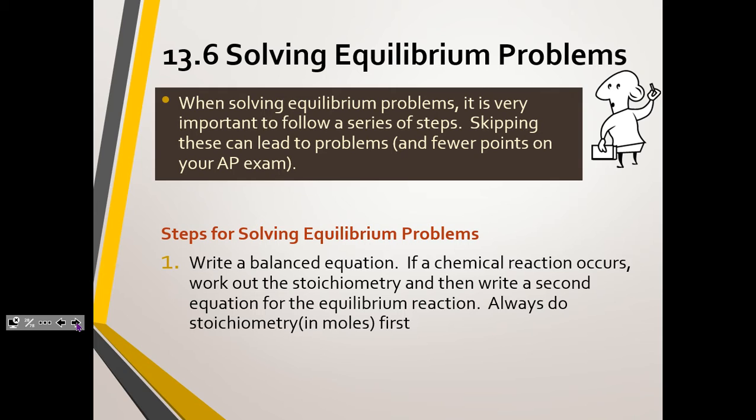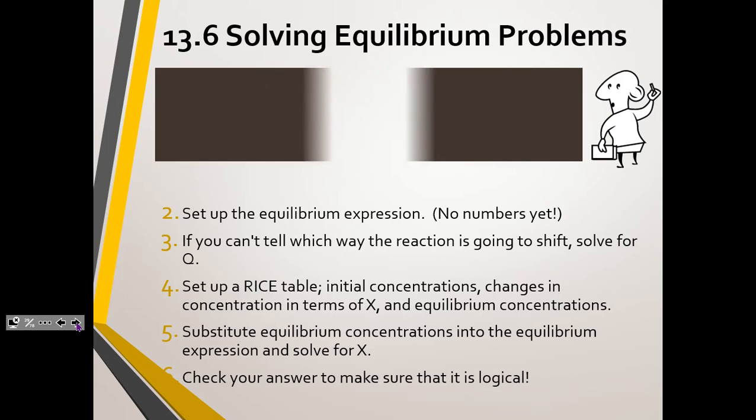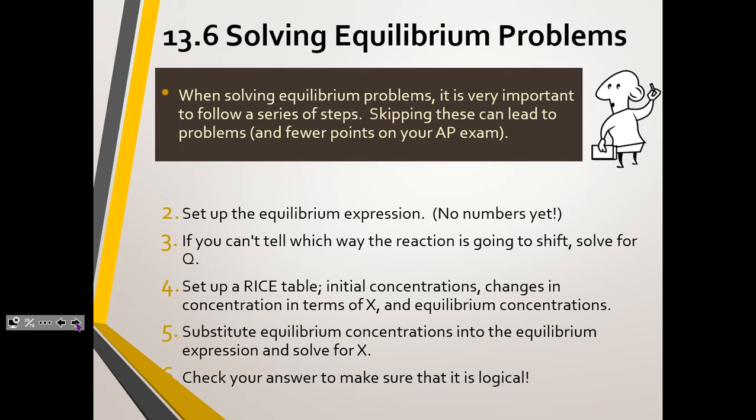Number one, you're going to want to write a balanced equation. If a chemical reaction occurs, work out the stoichiometry, and then here it says to write out a second equation. That's probably so that we can only include what's important to us at equilibrium, gases and aqueous. Always do the stoichiometry first. That's going to be very important. Step 2, set up the equilibrium expression. Remember that capital K is equal to products over reactants.